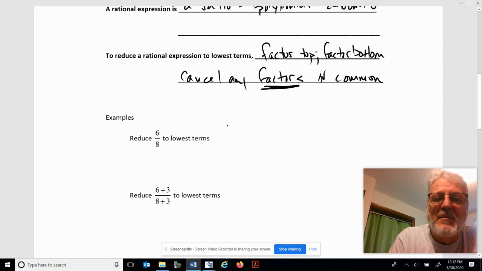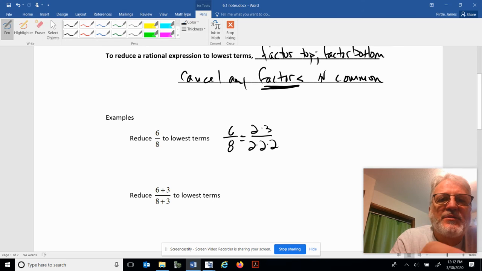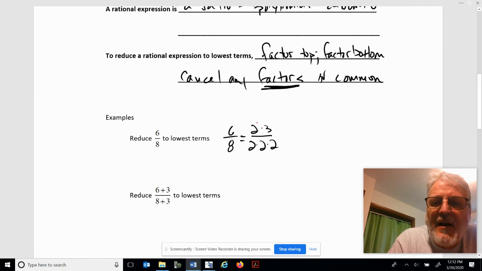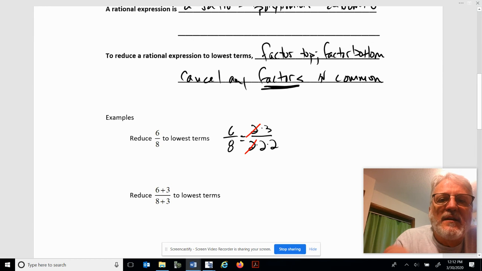So for example, I'm going to make a really easy one, 6/8. I'm going to factor the top, 2 times 3. So I broke 6 up into its factors. And factor the bottom, 2 times 2 times 2. Now I'm going to cancel anything they have in common. So there's a 2 on top and a 2 on bottom. So my answer is 3/4.